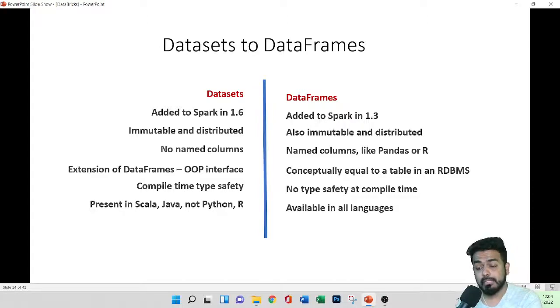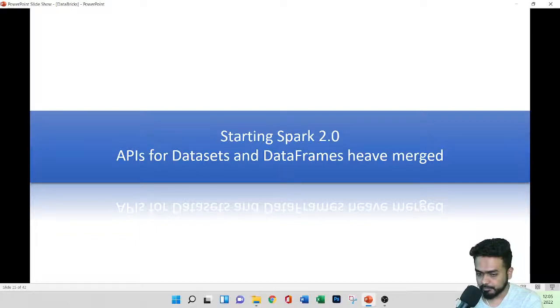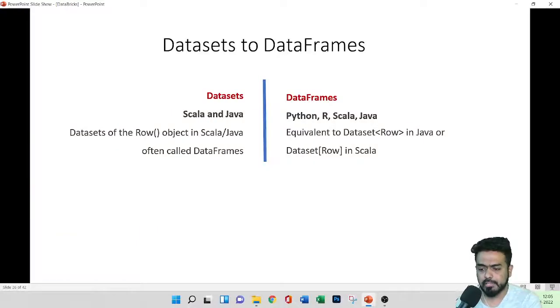When you compare datasets and data frames, the dataset was added in version 1.6 and the data frame in 1.3. Data frames are immutable and distributed, and datasets are also immutable and distributed. There are no named columns in datasets, but in data frames we have named columns like pandas or R. Data frames are available in all languages, while datasets are present only in Scala and Java, not in Python and R. Datasets have compile time type safety, while data frames have no type safety at compile time. The APIs for datasets and data frames have been merged in version 2.0.